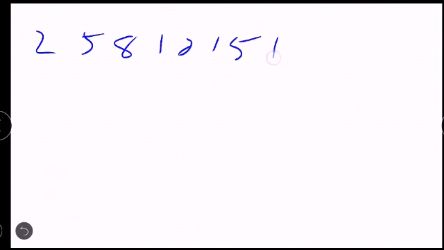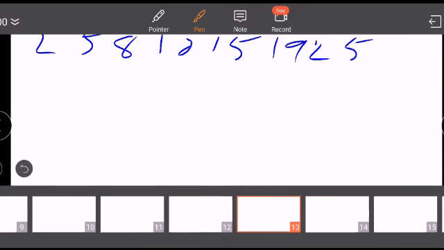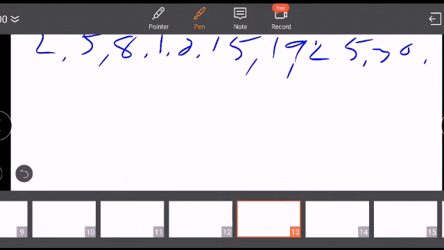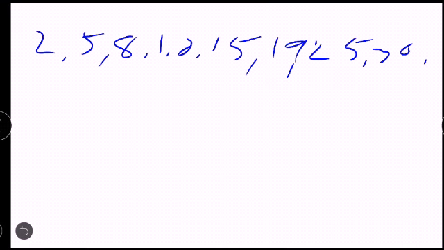For example, take the values 2, 5, 8, 10, 15, 19, 25 and 30. Counting 1, 2, 3, 4, 5, 6, 7, 8, there are 8 observations here.